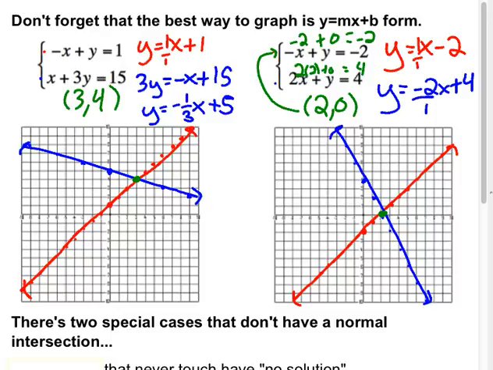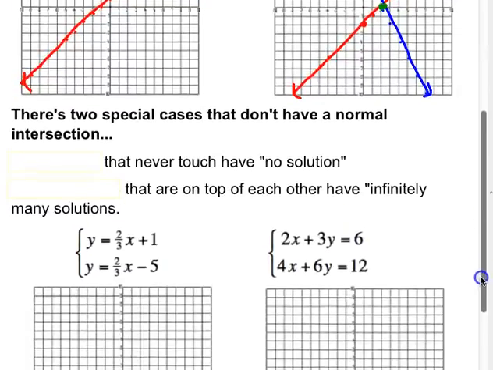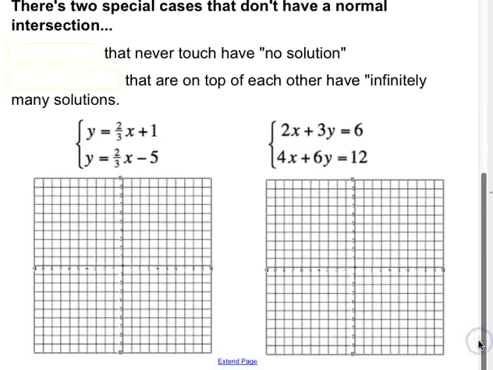All right, now there are two cases that we want to be very careful about. Parallel lines that never touch are going to have no solution. While coinciding lines, so two of the same line, have infinitely many solutions. So these are two situations that we want to watch out for. Let me show you what they look like.